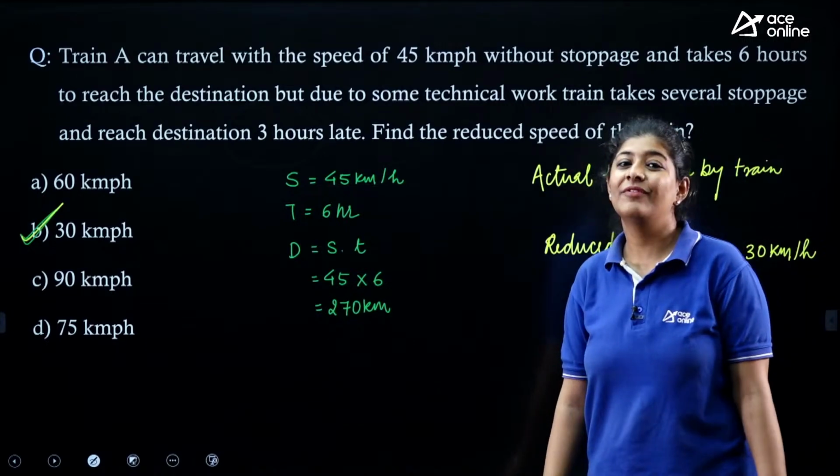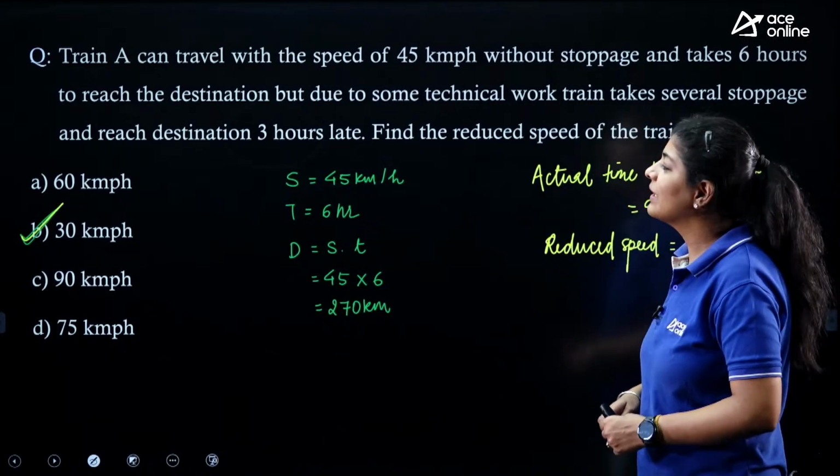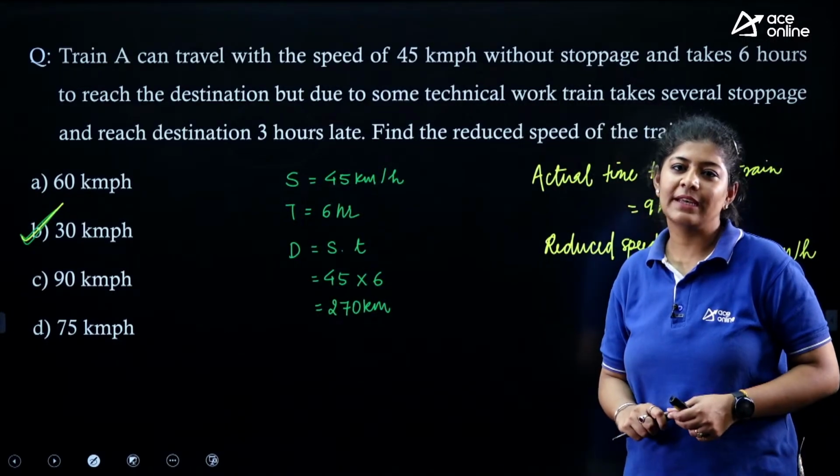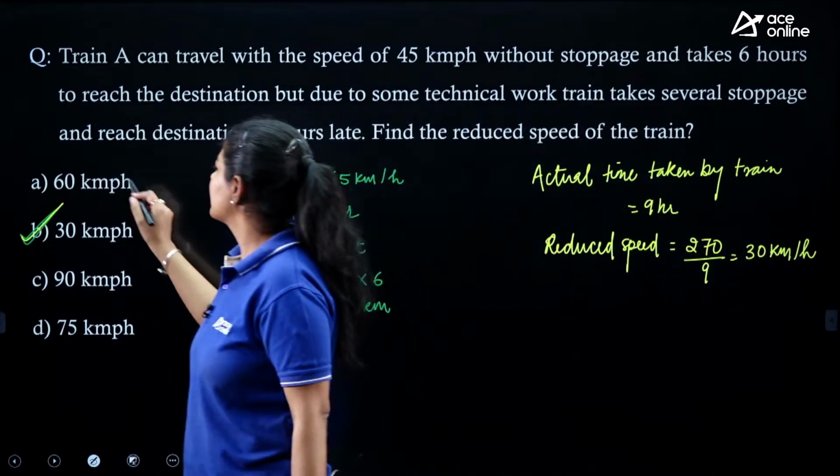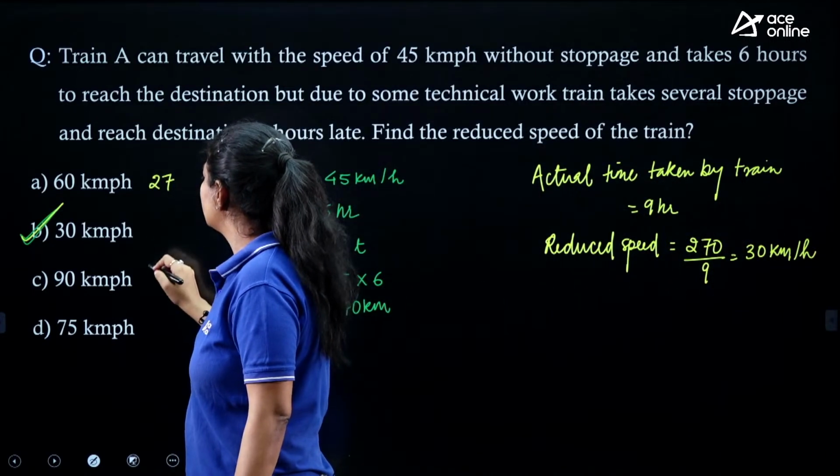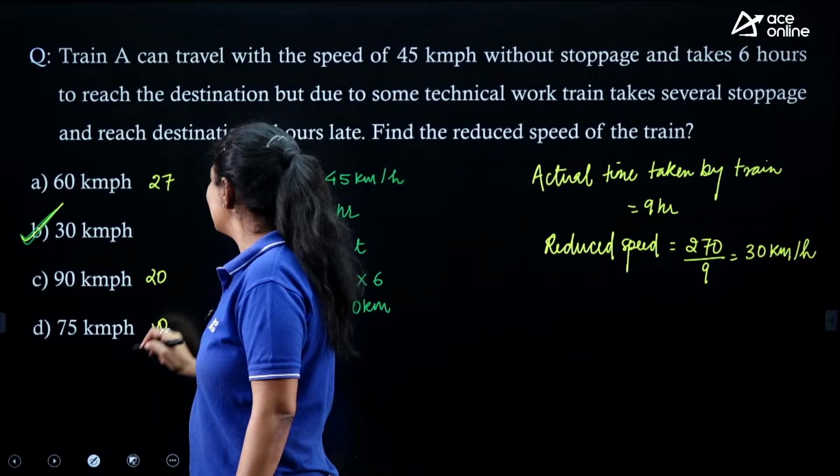This is a very, very easy one. And it is clearly mentioned that if we were having options something different, like instead of 60 we are having 27, 20, 10, then we would need to think.